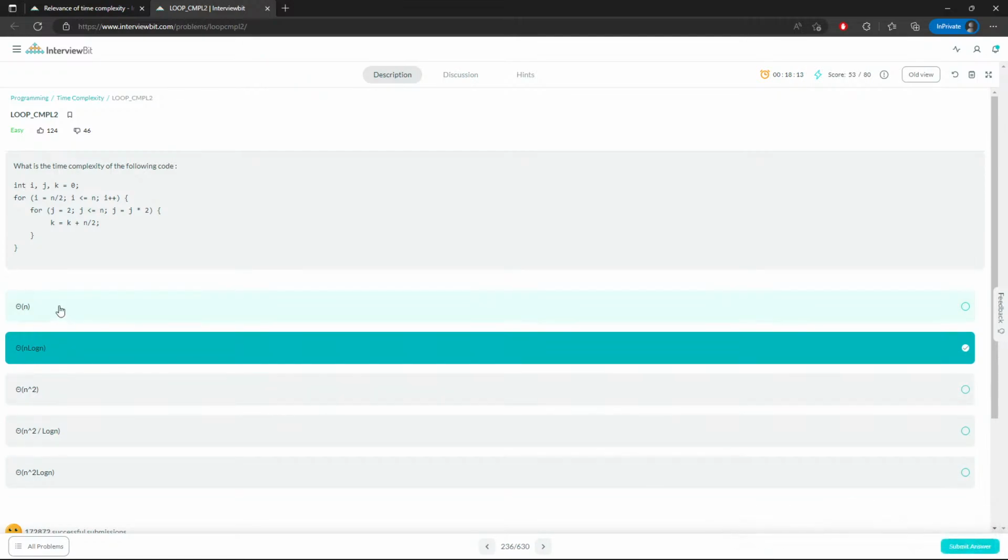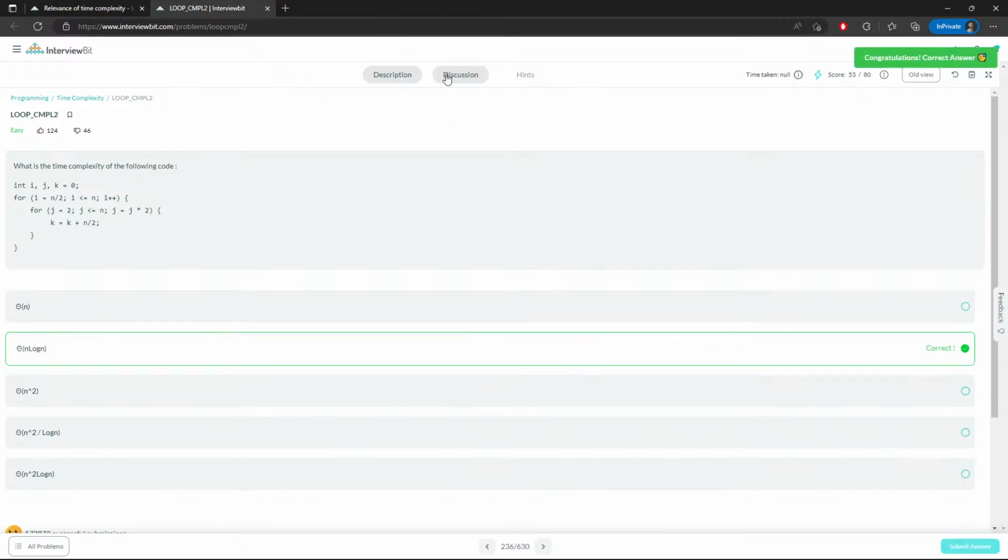Let me check that. N, nope. N power 2, nope. N power 2 by log n, no. I guess it's n log n. It is. I should have done it before goofing off. Damn it, I lost so many points. Anyway.